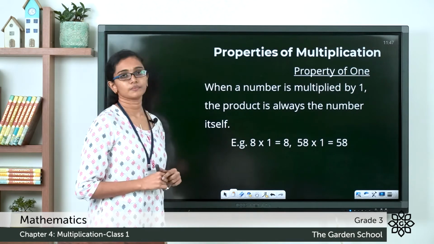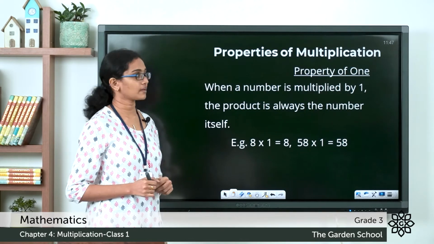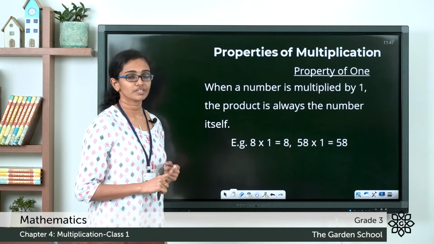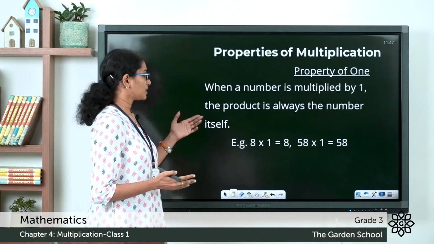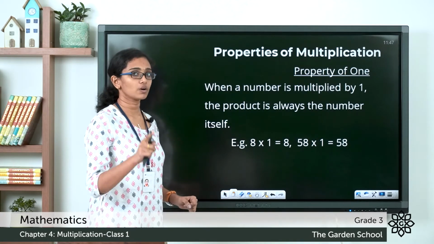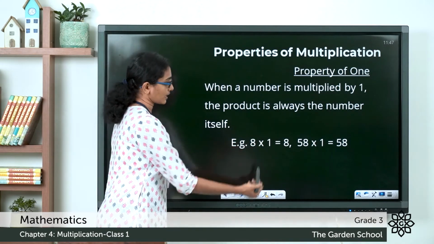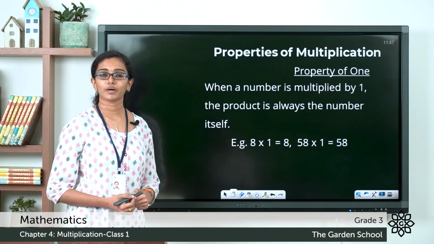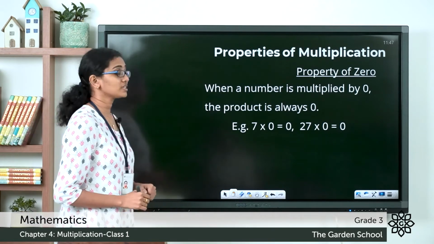Now the first property, the property of 1. What does it say? It says that when a number is multiplied by 1, the product is always the number itself. We know 1 ones are 1, 2 ones are 2, 3 ones are 3. See, in all the cases, when it's multiplied by 1, we get the number itself. That means the number exists there only one time and that equals the number itself. Here are a few more examples. 8 into 1 is equal to 8 and 58 into 1 is equal to 58, which is the number itself.